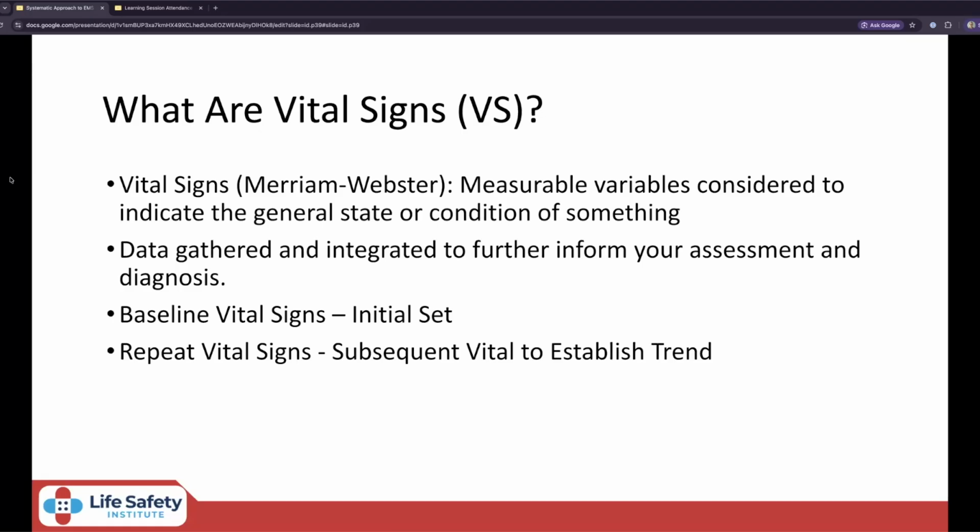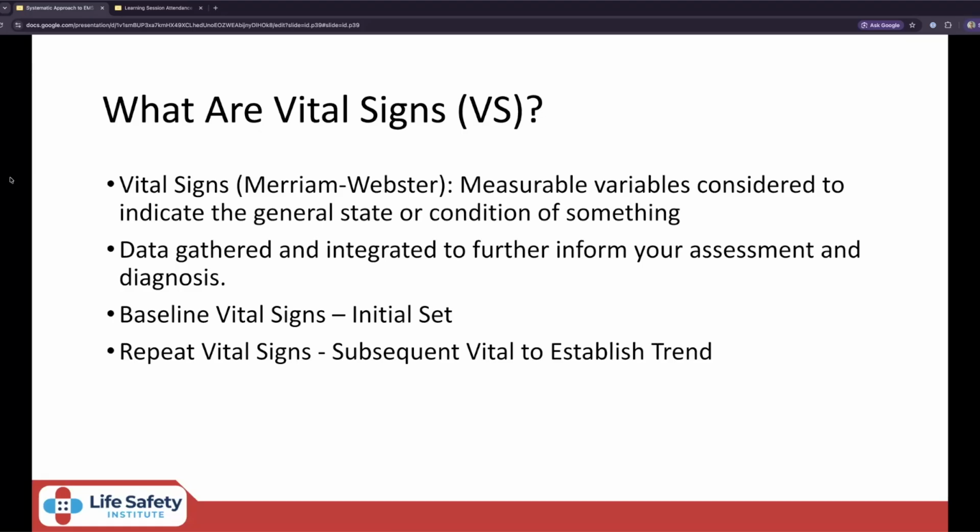These vital signs are data gathered and integrated to further inform your assessment and diagnosis. Right? So we've done our physical assessment, we've done our history taking, and so now we're going to get some vital signs, right? So they're going to help push us in a direction. They might kind of rule things out, which would be working on your differential diagnosis.